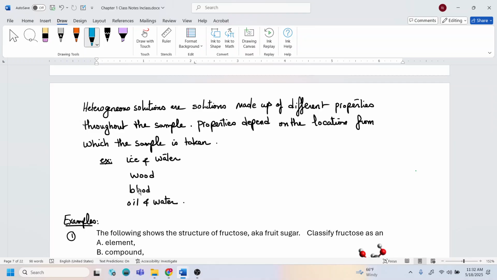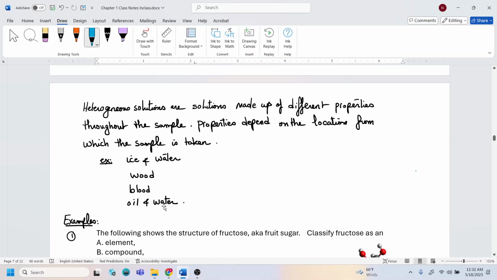So these are two separate things that you're combining together. So it is considered to be a heterogeneous solution. The blood cells and the plasma are not miscible with each other. So this is why it's a heterogeneous solution.